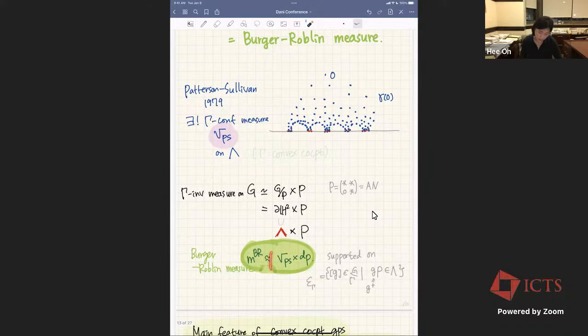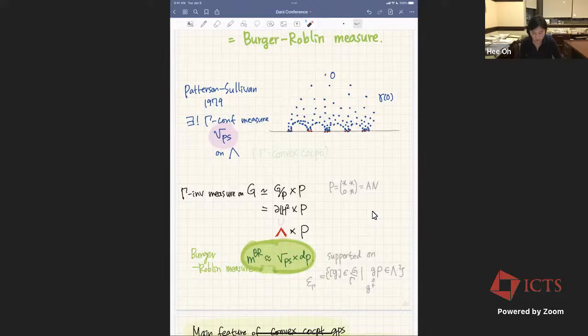Okay, to make it gamma invariant here, we have to multiply some density function, but I only discussed the measure class. So this Burger-Roblin measure is equivalent to this product measure, which is the gamma conformal measure on the limit set times the Lebesgue measure, or the Haar measure, on P. And by construction, it is supported on the set of cosets gP, so inside G mod P, this is exactly our G plus, and that has to be inside the lambda because my measure is supported on lambda.